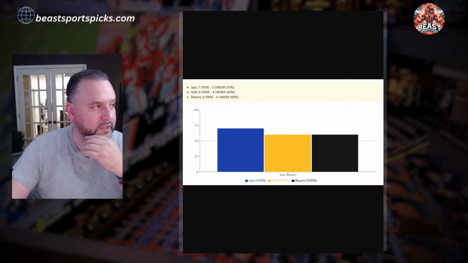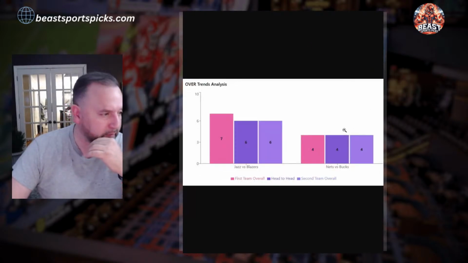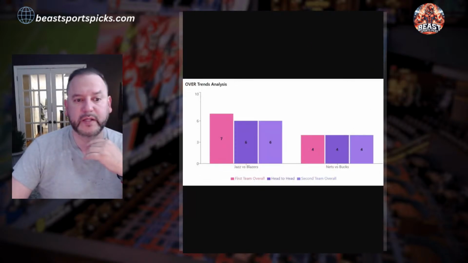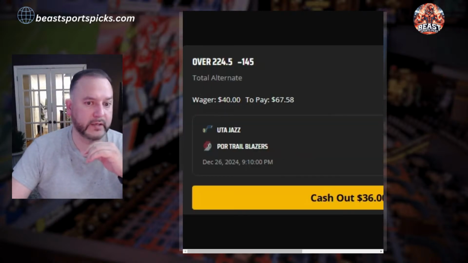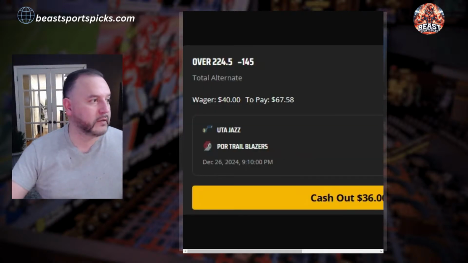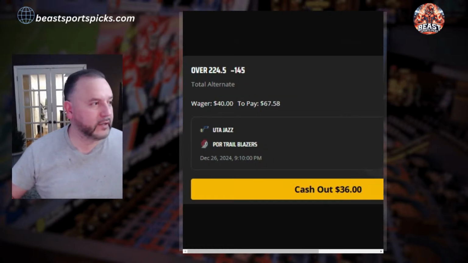Let me see if I can pull this up. That was for the Jazz. I'm not trying to confuse you more, but I think it's a little bit better example right here: 70%, 60%, 60%. Everything I was just saying. I hope that makes sense. So anyway, that's what it is. Again, my first play was the Bulls plus 6.5. I'll show you the second play now. That's going to be the Jazz and the Trailblazers.